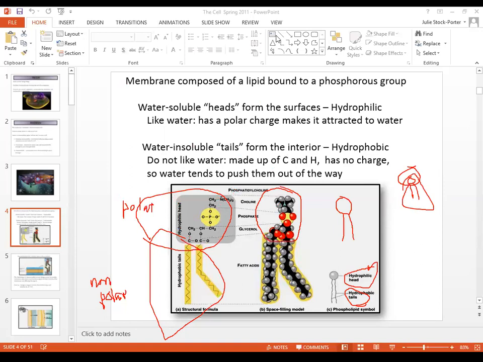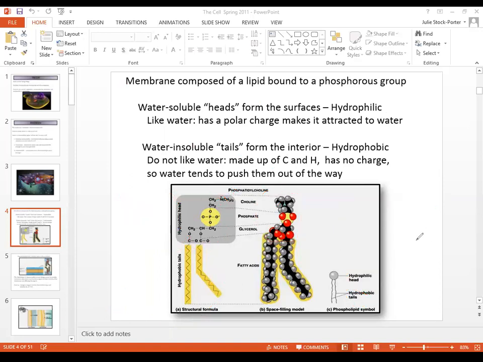Very, very important. If you have any questions about that, review your lecture or get a hold of me somehow and let me know, and we'll try to work it out. All right, so the membrane is composed of a lipid bound to a phosphorus group. So it is called a phospholipid. Phosphate group plus a lipid is the phospholipid. That is what makes up the cell membrane, phospholipids.